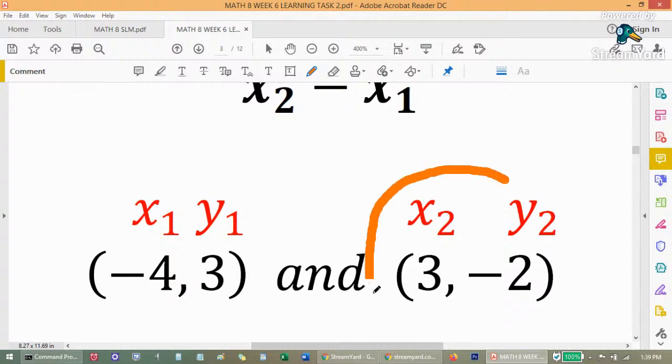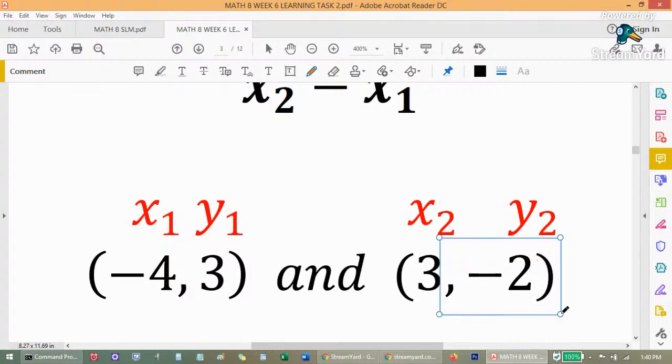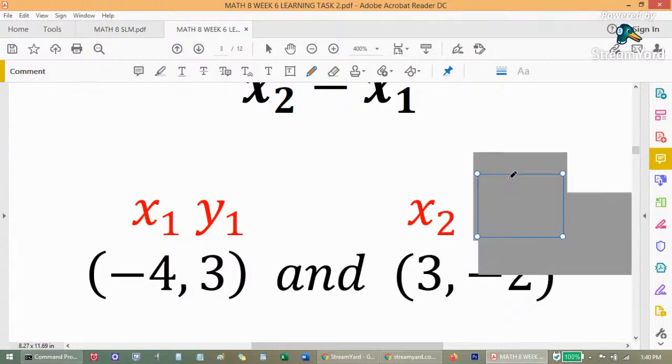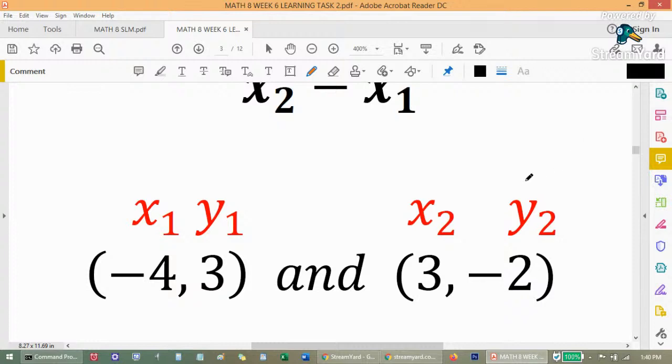Okay, dito naman sa pangalawang point. Ito ang pangalawang x natin. This is x sub 2. And ito yung ating pangalawang y. That is y sub 2.